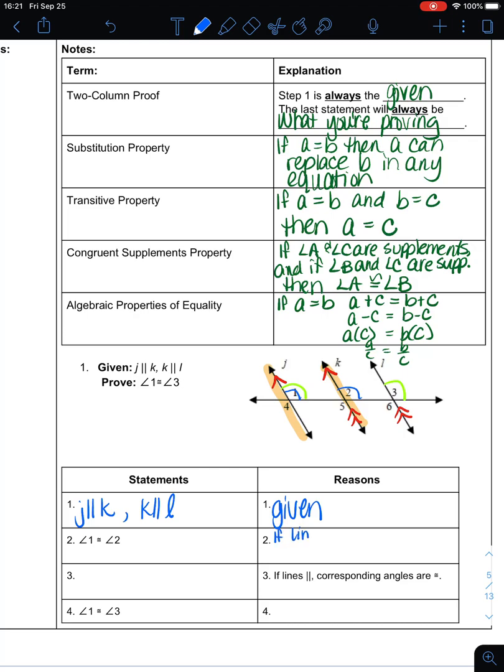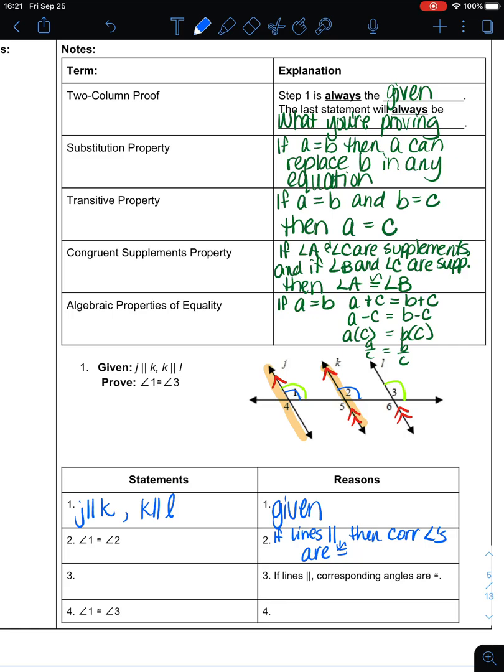I know that 1 is congruent to 2 because the corresponding angles theorem says that if lines are parallel, and I shorthand this, and that's okay if you do too. If lines are parallel, which J is parallel to K, we said so in the beginning, right? We already have that in our proof. If lines are parallel, then corresponding angles are congruent. So I can say that 1's congruent to 2 because we have that theorem as our justification.